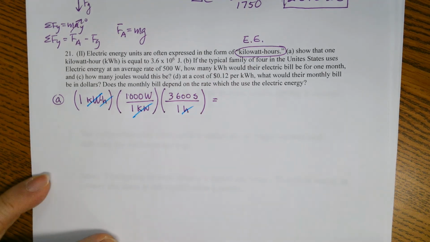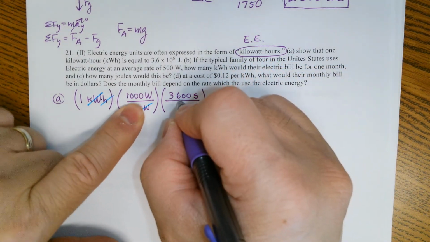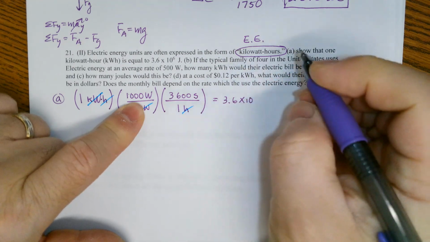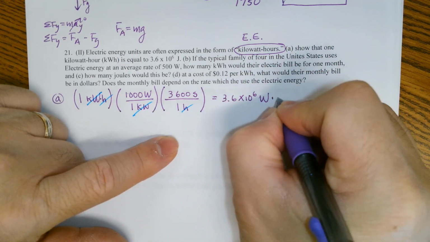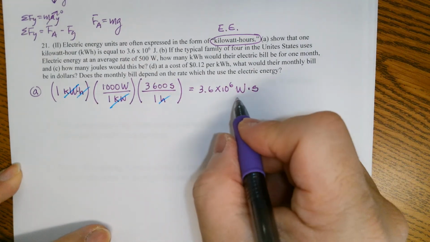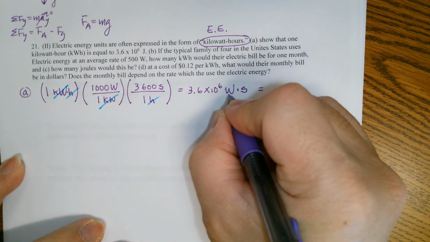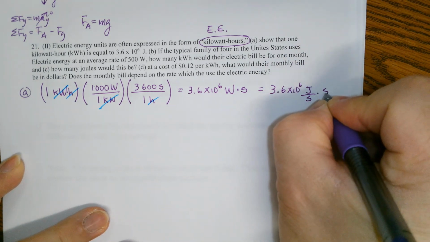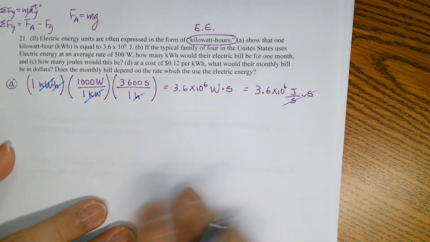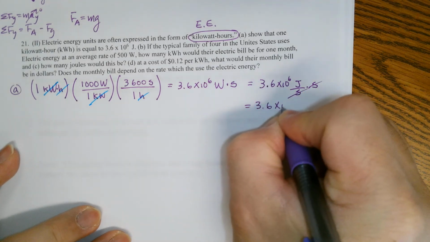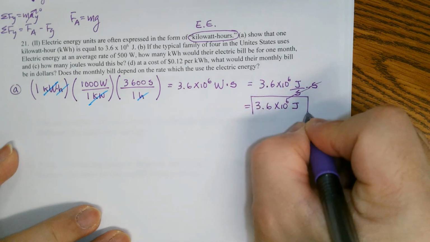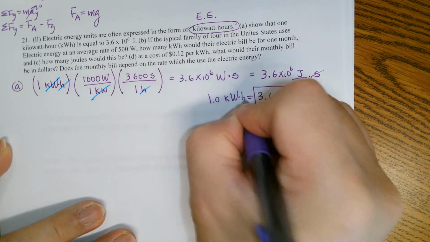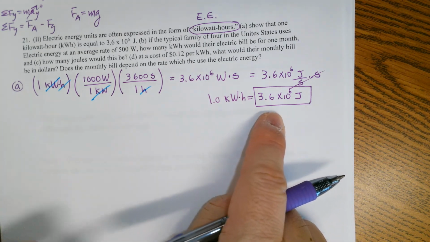Okay. So what is that? Well, 1,000 times 3,600 will give me, right, 3.6 times 10 to the 6 watt seconds. But what is watt? Watt is equal to joules per second. The same thing as saying 3.6 times 10 to the 6 joules per second times seconds. So notice what happens to the seconds. They cancel out, giving me 3.6 times 10 to the 6 joules is 1 kilowatt hours. So 1 kilowatt hours is equal to 3.6 million joules.